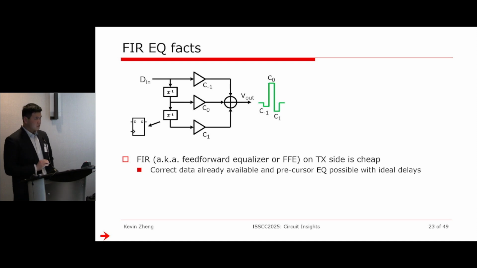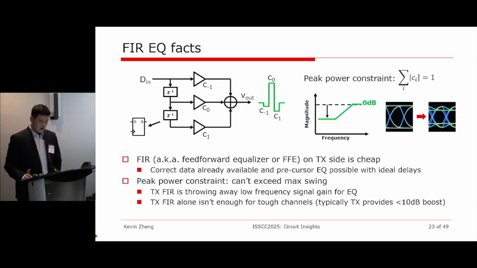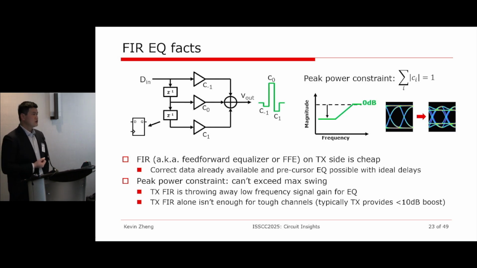However, it's not all good with TX-FIR. There is something called peak power constraint on the transmitter side. What it is, due to circuit limitations, your circuit cannot have arbitrarily large voltage on the output. So you're kind of limited by a maximum swing requirement. So in order to create this high frequency shape in the frequency domain, the best you can do is actually lower your DC gain.